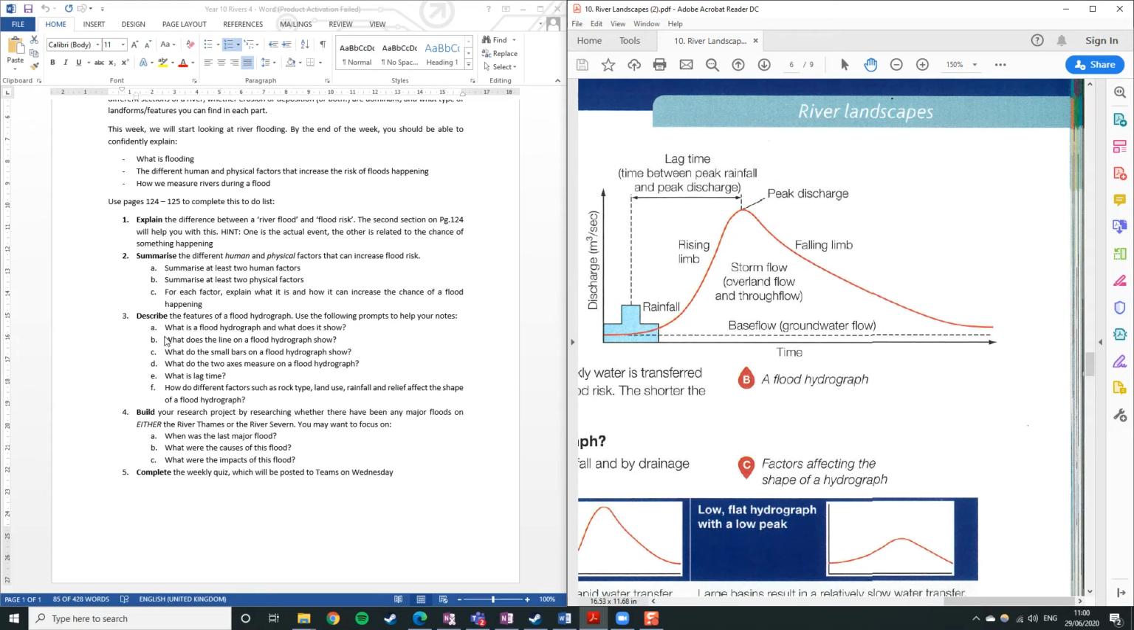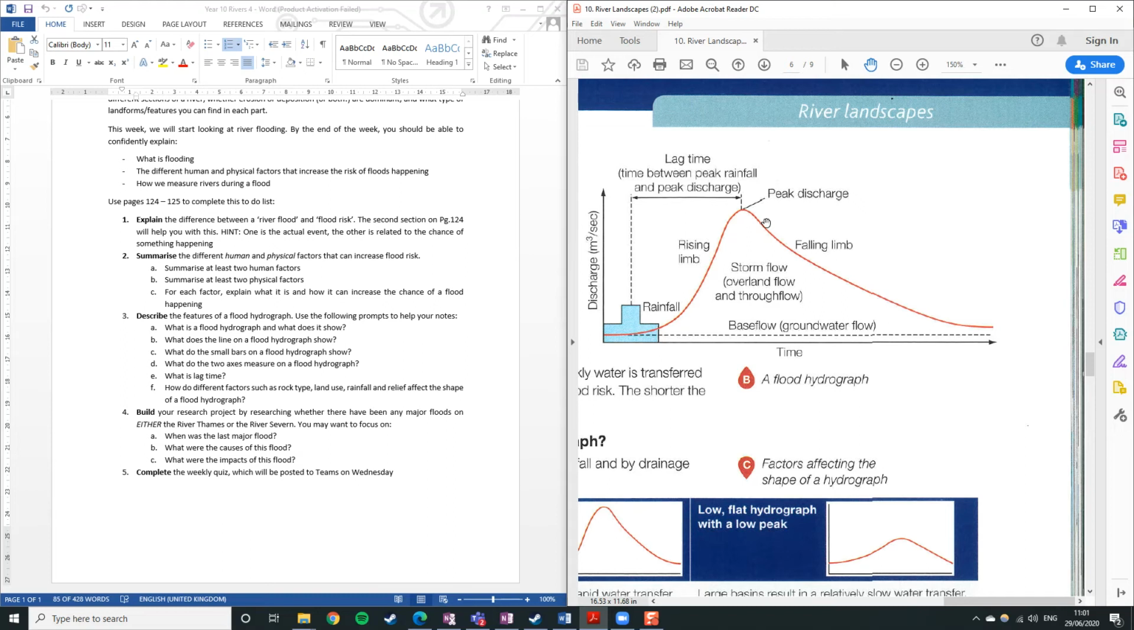So I'll explain the rest of the tasks in a minute, but I'm just going to spend a moment explaining what this graph shows us. So a flood hydrograph has got two key parts on it. It's got bars, this little bar graph, and it's got this red line, this line graph, and they're both on the same axes. So the blue bars show you the amount of precipitation, the amount of rainfall, and the red line shows you the discharge of the river.